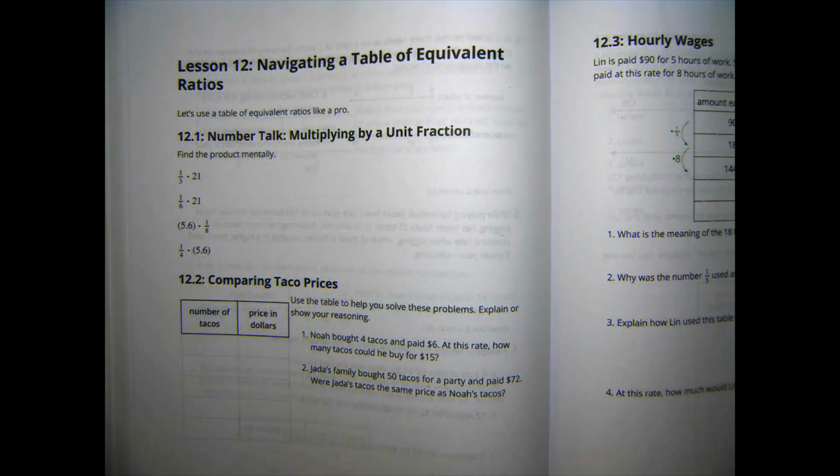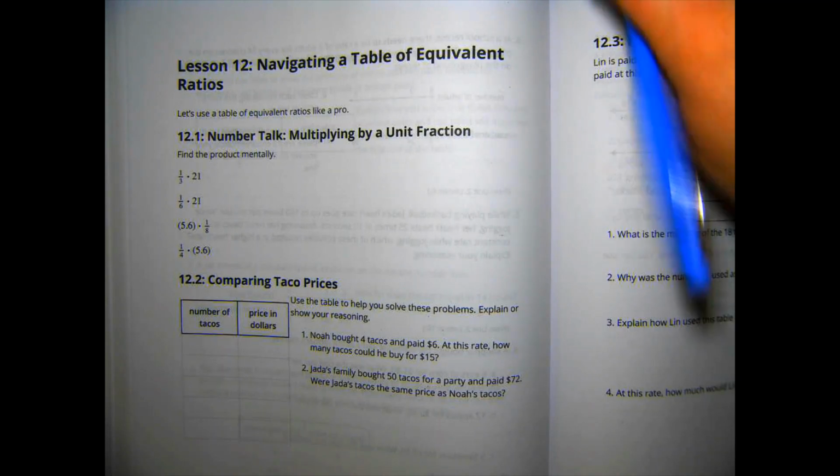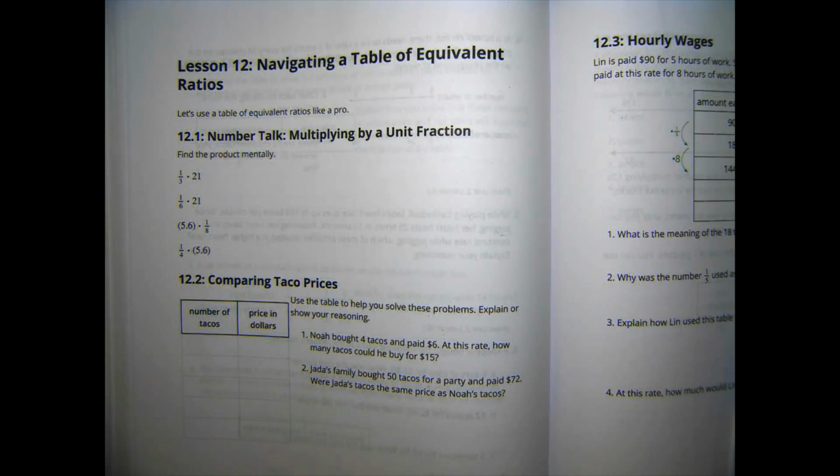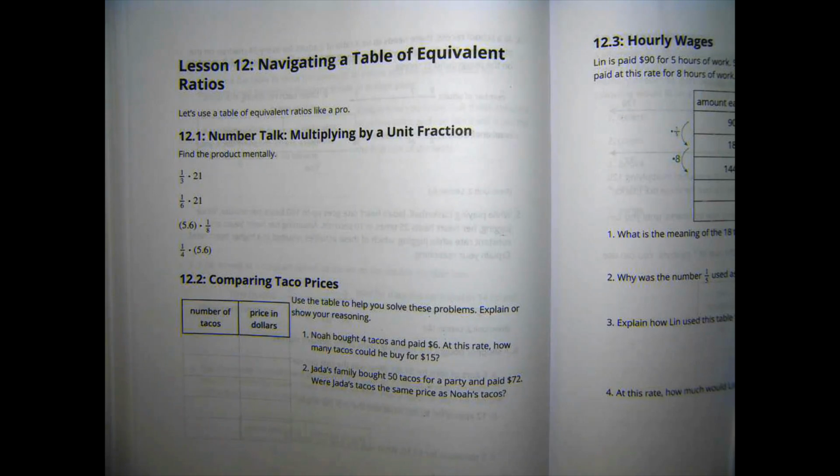First, to warm our brain up, we're going to do a little number talk, and it says here to find the product of these four math problems mentally. So I want you to put down your pencil, push your calculator away, and think, if I had no pencil and no calculator, how would I solve these four problems? So we have 1/3 times 21, 5.6 times 1/8, and 1/4 times 5.6. Please pause the video, come up with an answer for each one of those mentally, and then push play once you're ready.